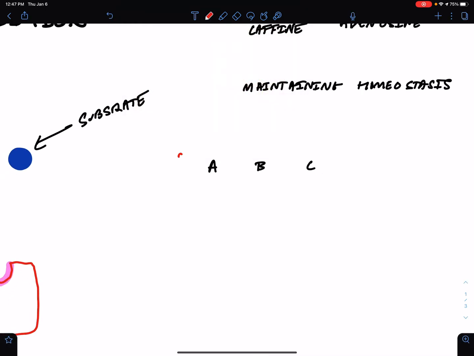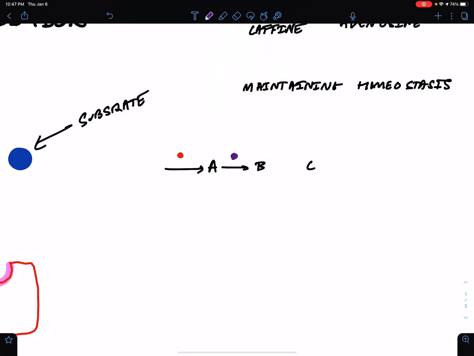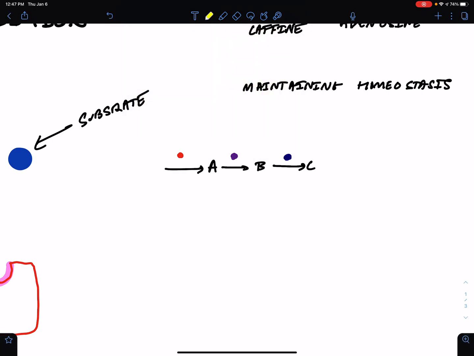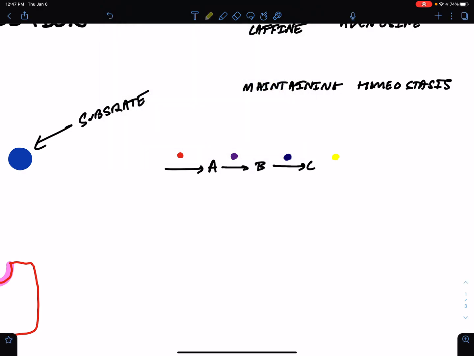So coming into enzyme A is, let's say, a red substrate, and then A converts that red substrate to a purple substrate. And then B converts that purple substrate to a blue substrate, and enzyme C converts that blue substrate to a yellow substrate. So our end product of this whole chain of enzymes A, B, and C is a yellow product.